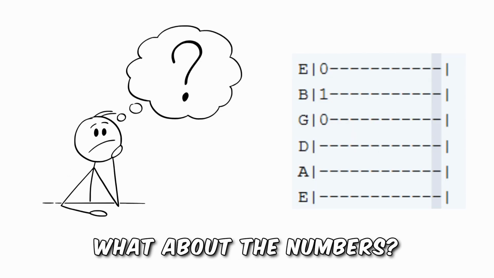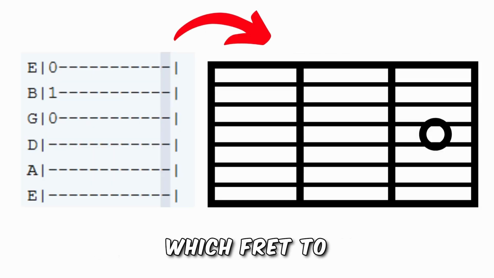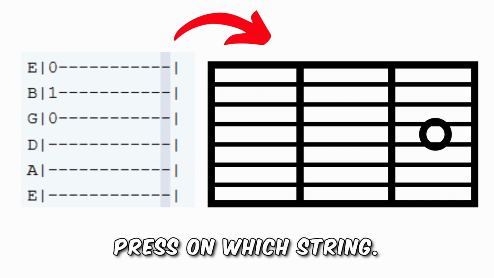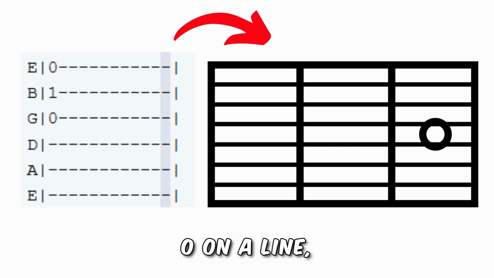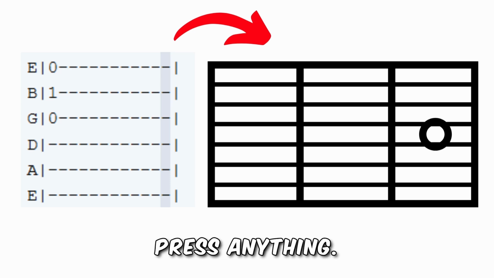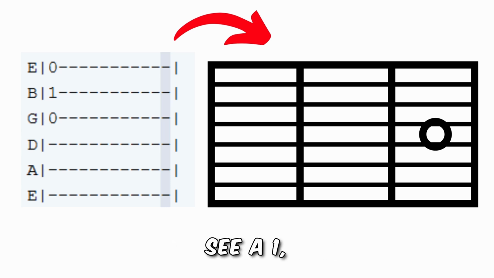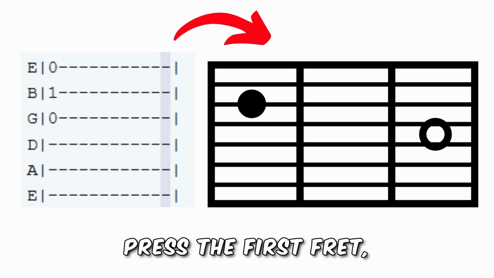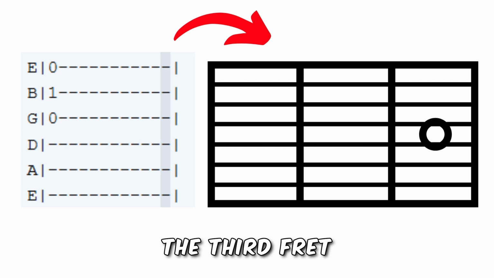Now, what about the numbers? The numbers tell you which fret to press on which string. For example, if you see a 0 on a line, that means play the string open and don't press anything. If you see a 1, press the first fret, a 3 means the third fret, and so on.